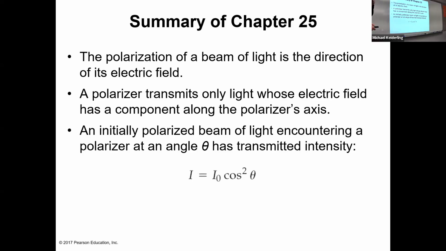So if that angle is 0, if they're lined up, all the light goes through. If the angle is 90 degrees, all the light gets blocked, and so on. And if it's 45 degrees, cosine is square root of 2 over 2. You square that, and you get a half.